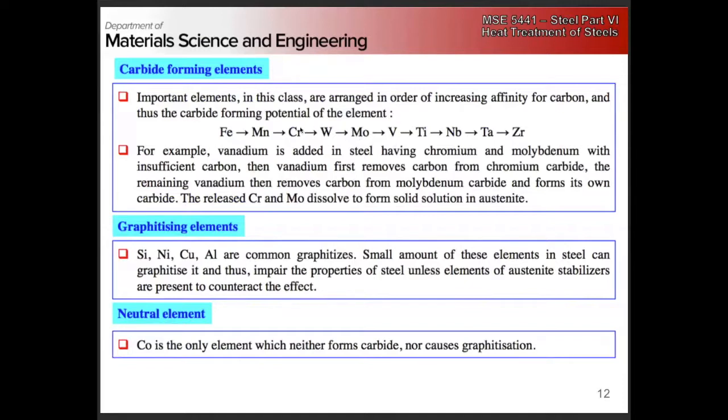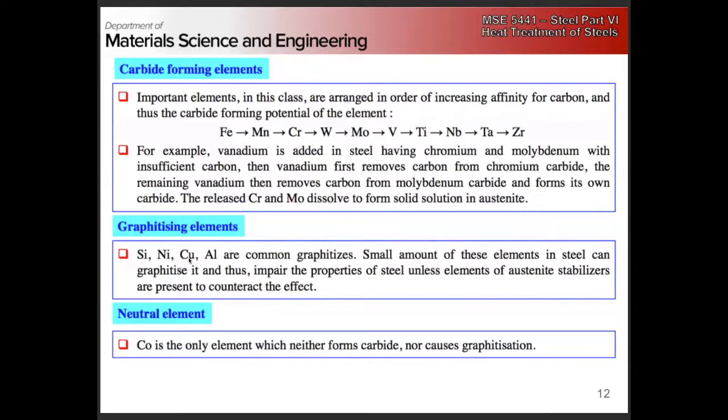So if you want certain elements to stay in solid solution and not be removed through carbide precipitation, you need to have a stronger carbide former in there to guarantee that they're going to stay in solution, right? It's kind of like the concept of a sacrificial anode, or galvanizing, right? You want something that corrodes much faster than the thing you're trying to protect, right? Okay.